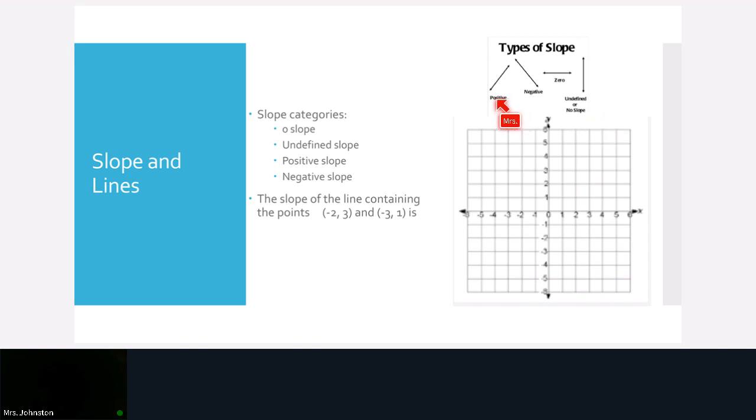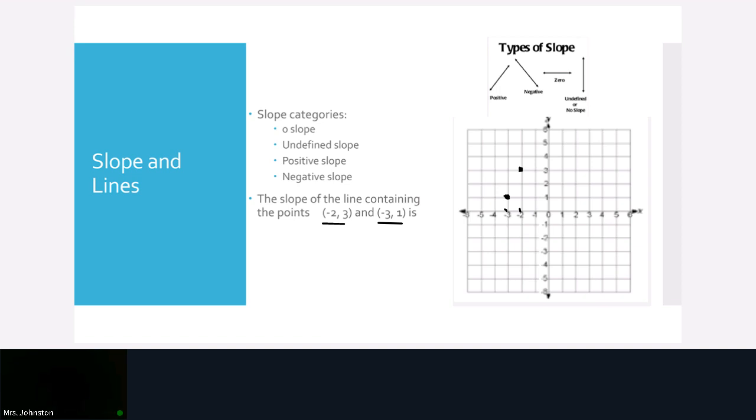Most slopes are either positive, going upward from left to right, or negative, going downward from left to right. You can calculate this slope by counting it. If I plotted this point, (-2, 3), I'd go 2 spaces to the left for negative 2 and 3 spaces up for 3. And the other point, (-3, 1), I would go 3 spaces left for the negative 3 and 1 space up for the 1.